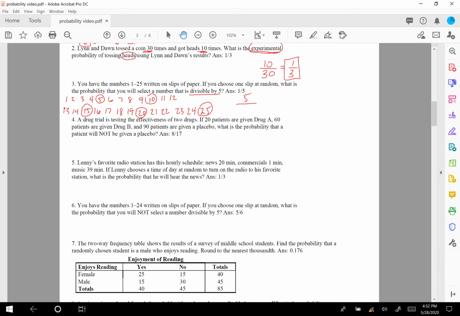Now I have to do this 5 out of how many? Well, how many numbers do we have written down, guys? 25. So 5 out of these 25 numbers are divisible by 5, but we have to reduce this. What can you divide both 5 and 25 by? Well, you can divide them both by 5. So 1, because 5 divided by 5 is 1, and 25 divided by 5 is 5. So the probability is 1/5.